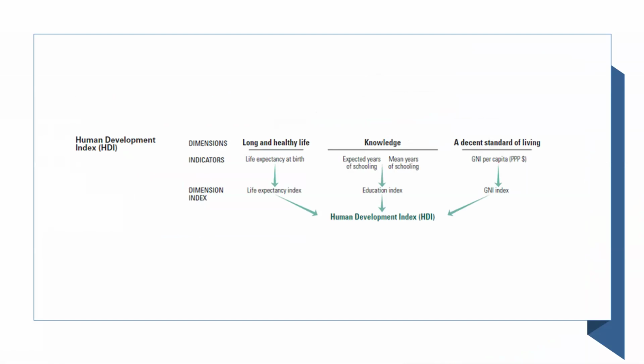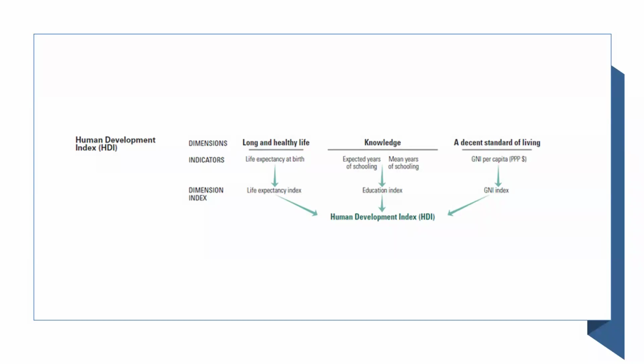College Board does want you to understand some of our composite indexes. The Human Development Index put out by the United Nations is one such index. They're going to look at dimensions such as a long and healthy life, knowledge, and a decent standard of living. In order to calculate health and long life, we're going to look at life expectancy.